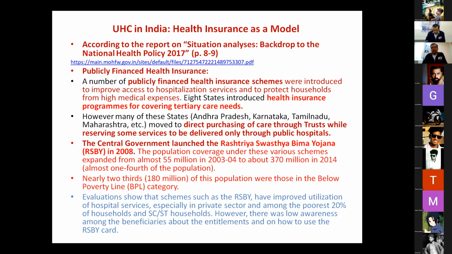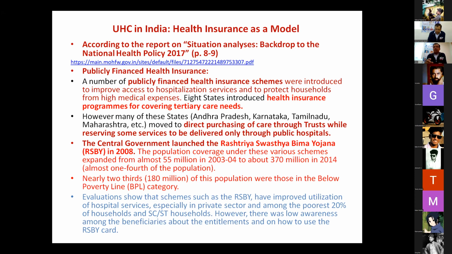Nearly two-thirds, 180 million, of this population were in the below poverty line category. These are people living below the poverty line, who do not have the affordability to take care of their health needs, right? On the one side, we have government hospitals and private hospitals, and on the other side, there are people living below the poverty line who are not in a position to meet even the basic need of two square meals. So how can they spend money on health needs? For these underprivileged people, there were schemes like Rashtriya Swasthya Bima Yojana.